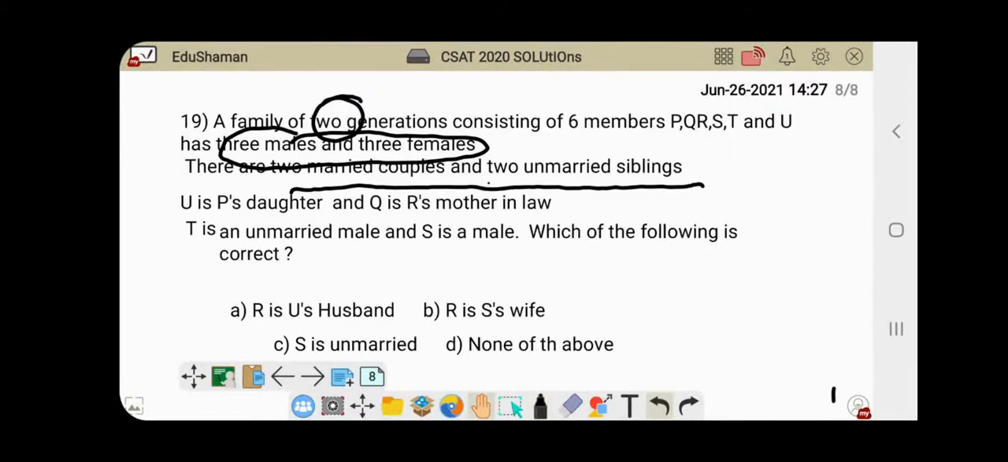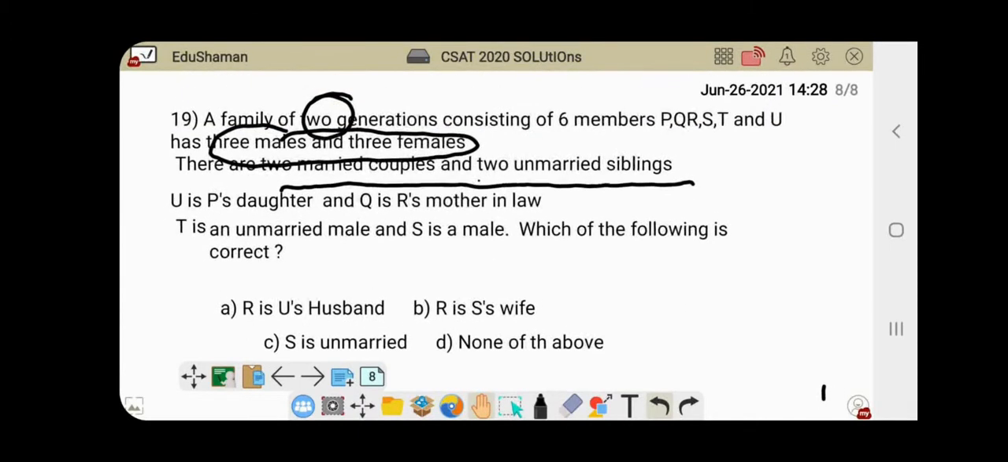Let's go to the 19th question. A family of 2 generations consisting of 6 members, P, Q, R, S, T and U, has 3 males and 3 females. There are 2 married couples and 2 unmarried siblings. U is P's daughter and Q is R's mother-in-law. T is an unmarried male and S is a male. Which of the following is correct? A, R is U's husband. B, R is S's wife. C, S is unmarried. Or D, none of the above.